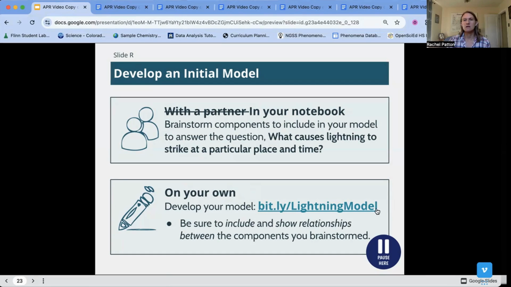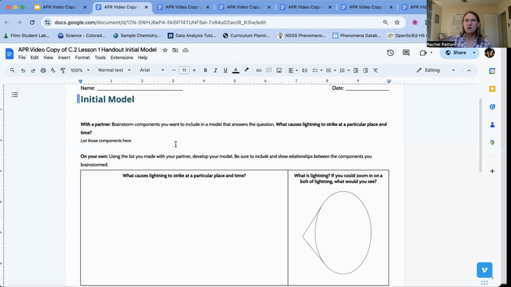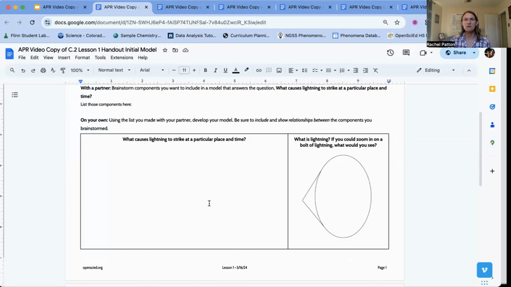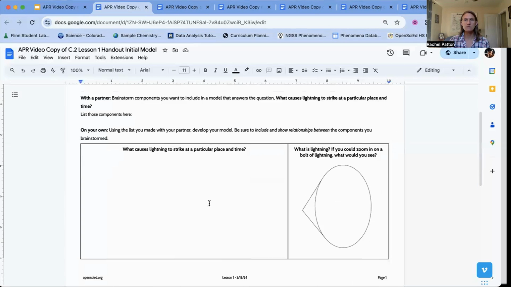And then use this bit.ly link, type this into your browser to open the initial model handout. If you want to work on this handout, you'll need to make yourself a copy of this document, and you can type in it. You can use Google Draw to make a model if you wish. You should also feel free to just do this on a piece of paper if that's simpler for you.